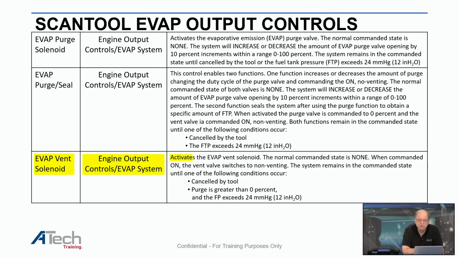You activate the vent solenoid. Normal command is none, which means normally it's closed. You're not going to open it up. When commanded on, it flips to what they call non-venting, so basically you're going to close it, so it's not venting to the atmosphere. The system remains in that state until it's canceled by the tool, or the purge is greater than 0%, okay, then you're doing this manually, or the fuel tank pressure exceeds 24 millimeters of mercury or 12 inches of water.